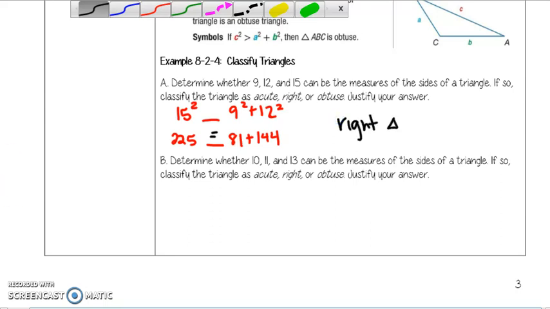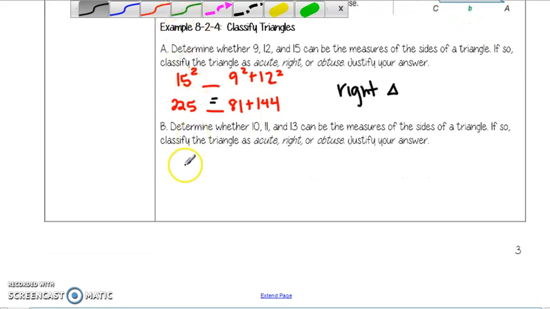So if you want to try this next one, go ahead and try it. 13 squared compared to 10 squared plus 11 squared, and see what that relationship is.